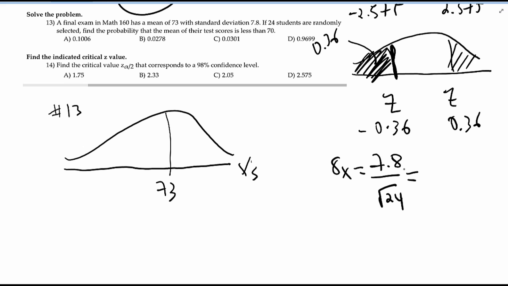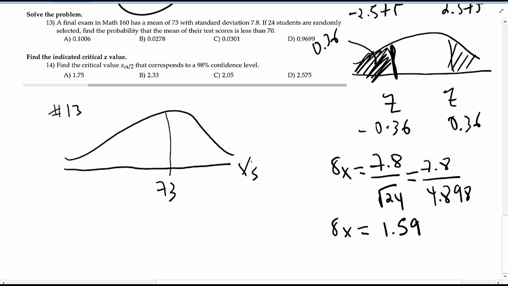The square root of 24, I'm going to use 3 decimal places right here, is 4.898. So this gives me 7.8 divided by 4.898, and that is 1.59. So that is that standard deviation.